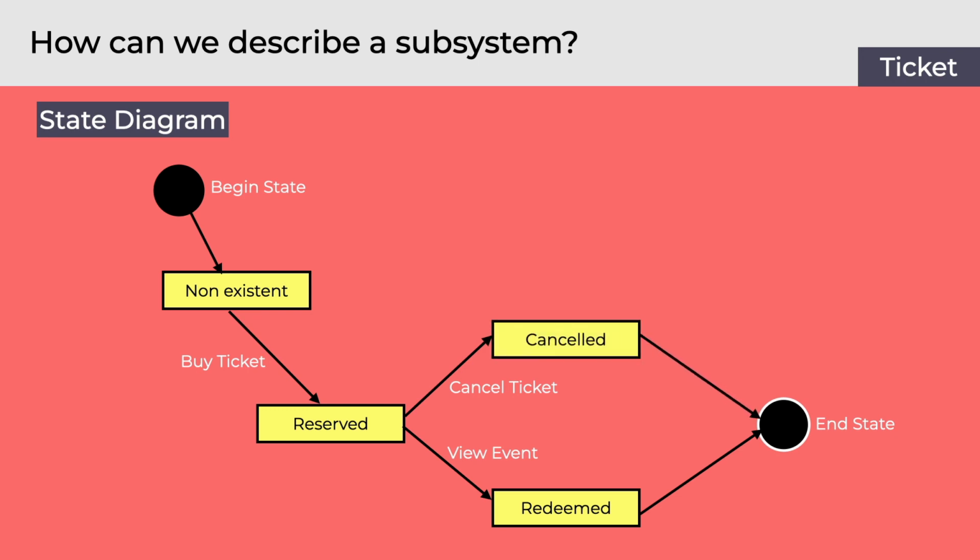Once the ticket has been cancelled, its state cannot be changed anymore. Again, this is shown by the line leading to the end state. Thus, redeemed and cancelled are the final states, while non-existent is the initial state.